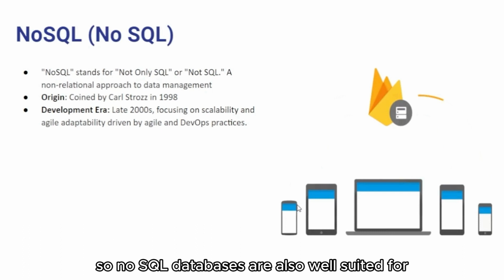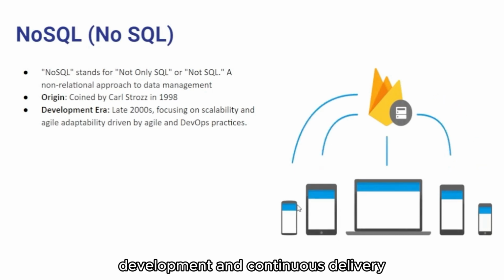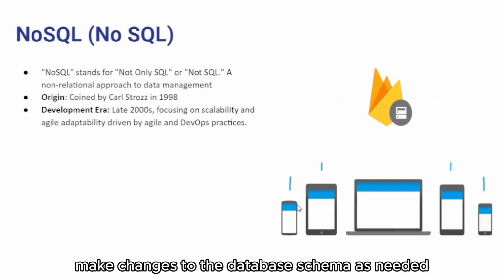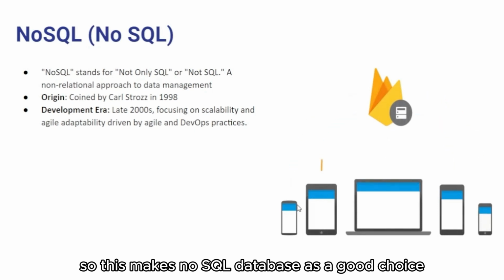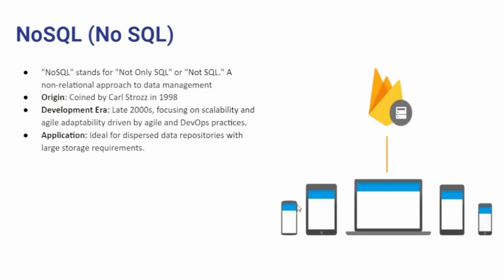NoSQL databases are also well suited for agile and DevOps practices, which emphasize rapid development and continuous delivery, and they are schema-less, okay? Making it easier to make changes to the database schema as needed. So this makes NoSQL databases a good choice for agile and DevOps teams.